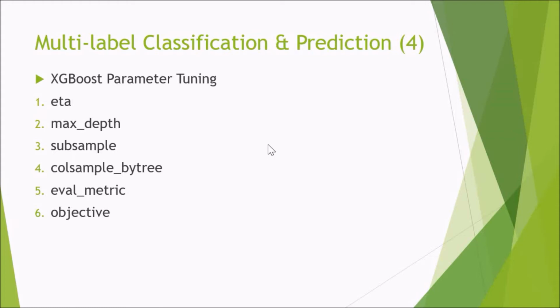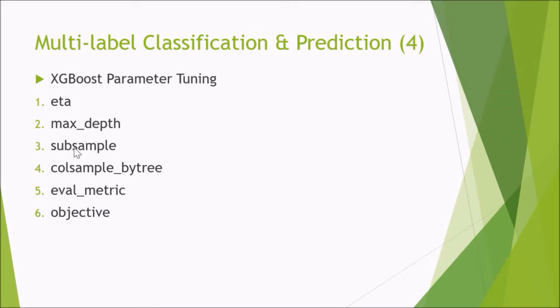ETA. It is similar to learning rate in gradient boosting machine. Typical values lie in the range of 0.01 to 0.2. I have used value 0.01 for this parameter. The next is max depth. It indicates the maximum depth of the tree. The default value for this parameter, if not specified, is 6. This parameter helps in reducing overfitting, as we are not interested in learning features specific to a certain sample image. I've used the value 10 for this parameter.